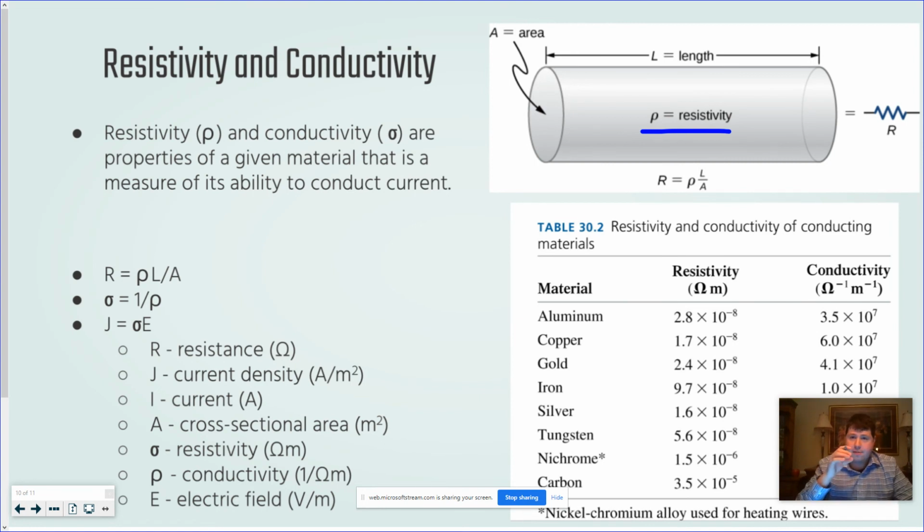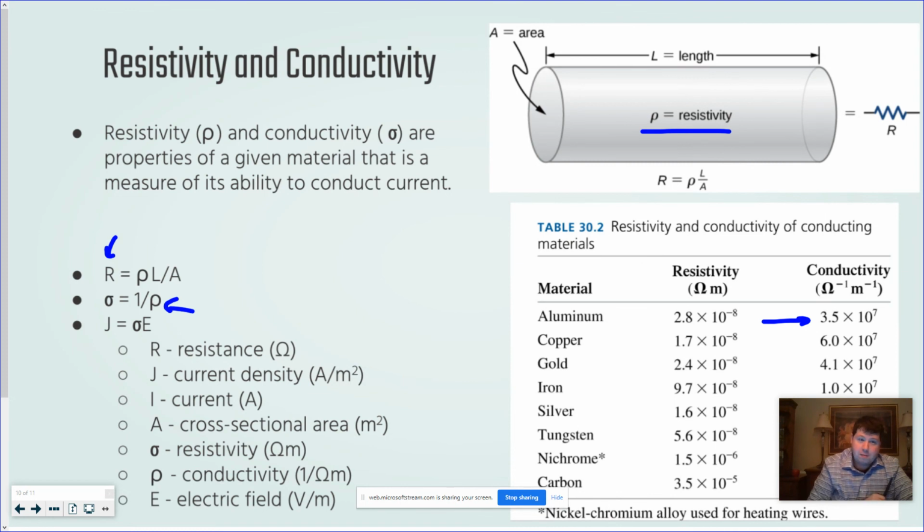That wire is going to have some length and some area, and the resistance R, which is measured in ohms, of that material is simply the resistivity, which is the Greek letter rho, times the length divided by the cross-sectional area. Now, like I said, conductivity and resistivity are inverses, so you can easily convert between them. If you're given resistivity, just take the inverse and you get the conductivity using that equation.